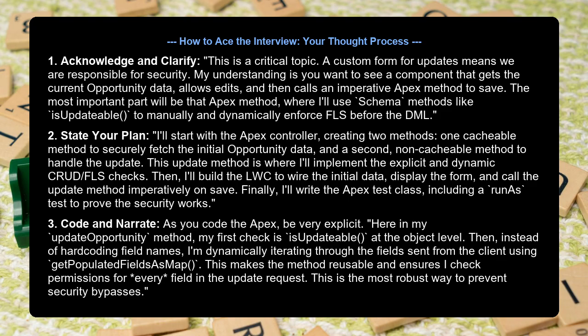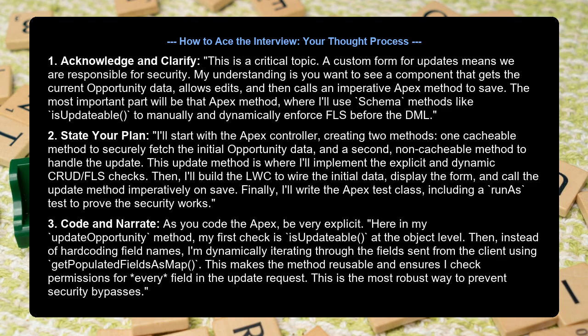Two, state your plan. I will start with the Apex controller, creating two methods: one cacheable method to securely fetch the initial opportunity data, and a second, non-cacheable method to handle the update. This update method is where I will implement the explicit and dynamic CRUD or FLS checks. Then, I will build the LWC to wire the initial data, display the form, and call the update method imperatively on save. Finally, I will write the Apex test class, including a run-as test to prove the security works.